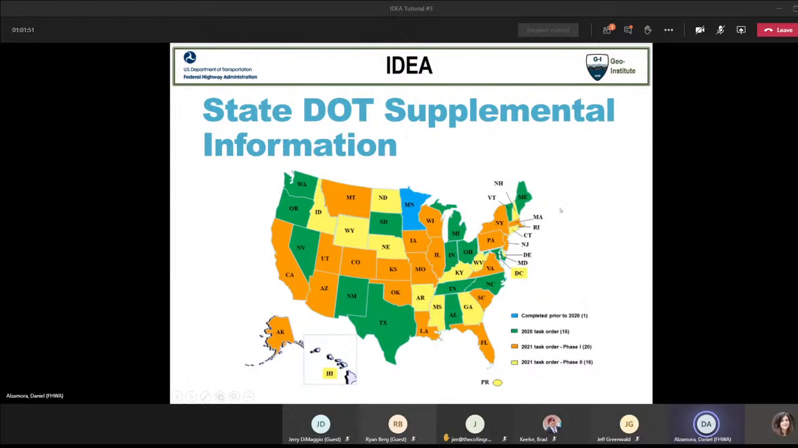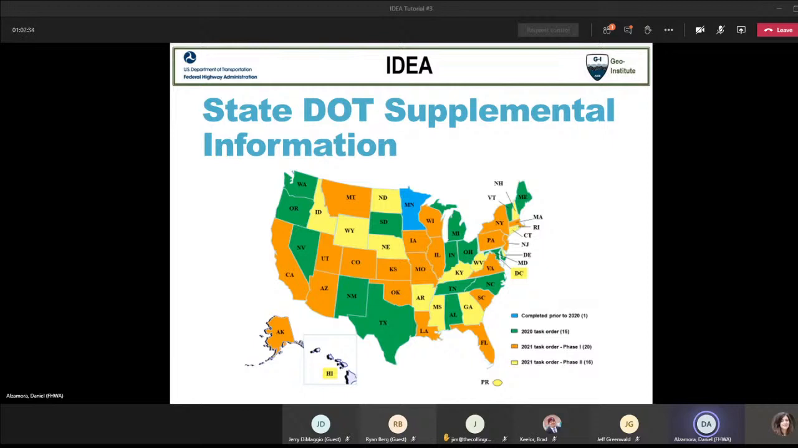So what my intention is, is to get every state DOT's information posted on the Geo-Institute's website. The Minnesota report, in blue, was done prior to 2020. The green states are the ones that we are currently working on, and those reports will be online here in the next couple of months, I would imagine. So I'd say by February or so, we'll have the reports of those 15 states.